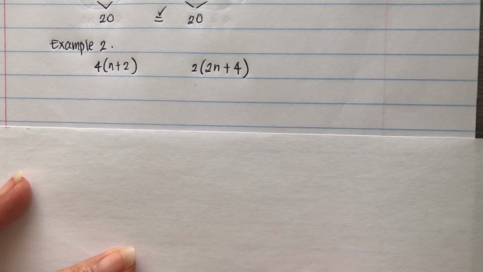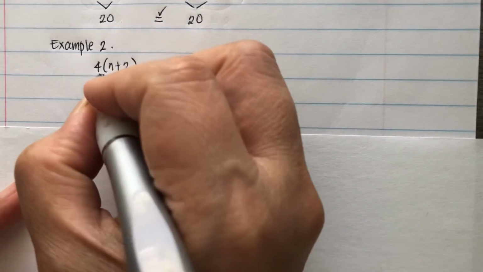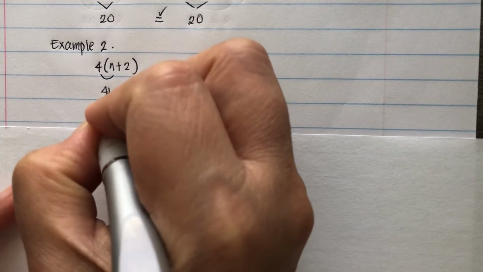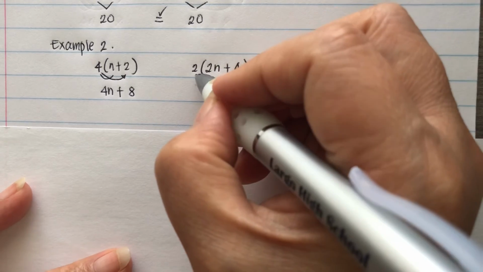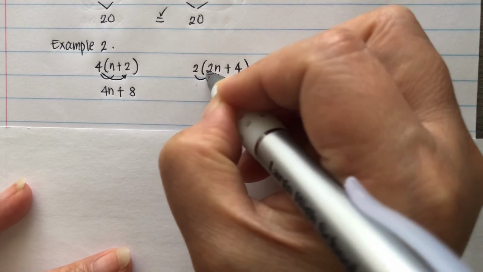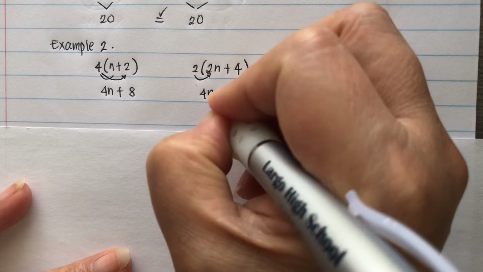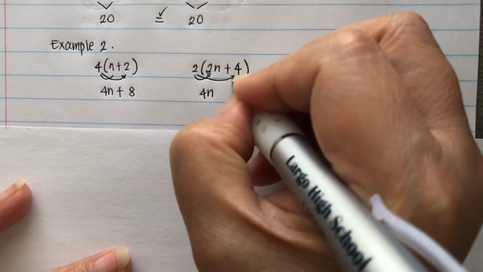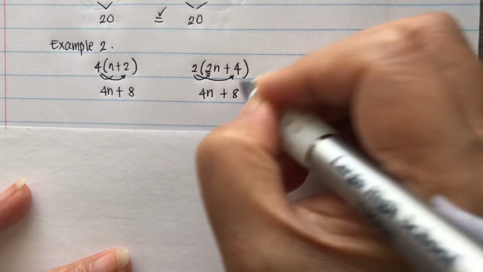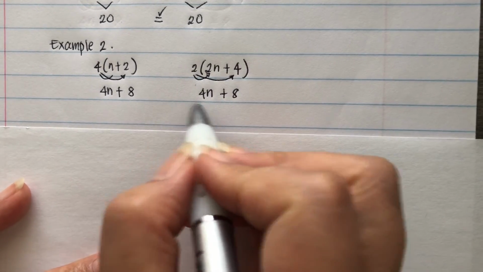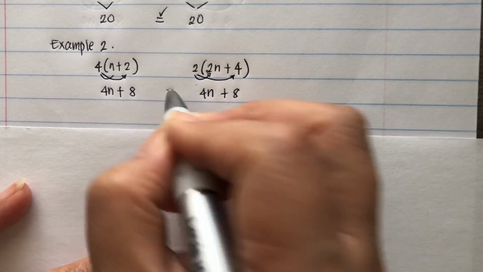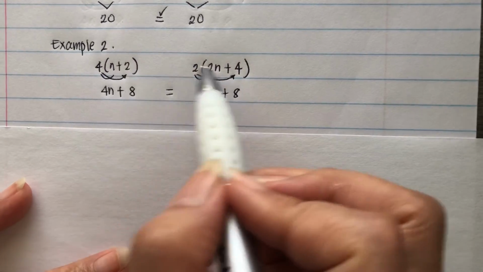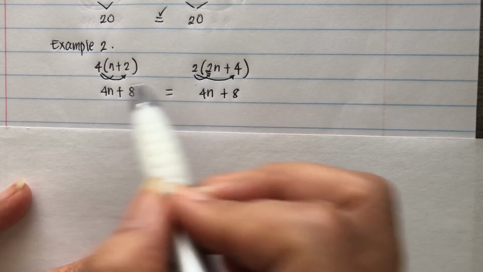So if I multiply 4 times n, that is equal to 4n, which we have already here, and 4 times 2 will give us 8. So let us look at this one. 2 times 2n will give me 4n. 2 times 4 will give me 8. So if you look at that, we come up with the same expression. So it means that these two are equivalent expressions.